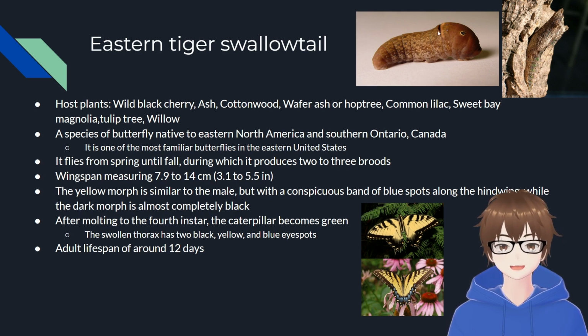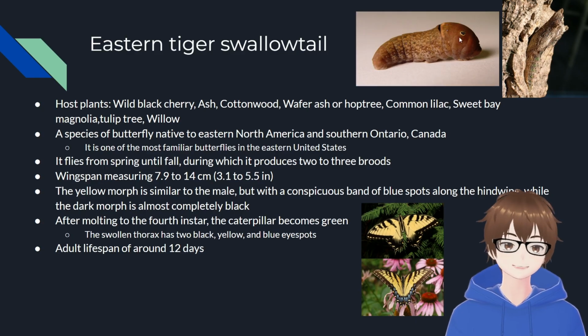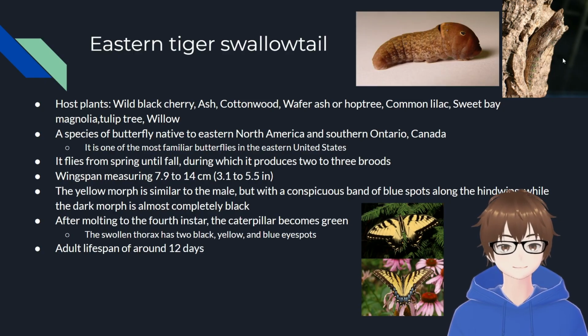At the top we have a picture of the caterpillar, and it has an eye spot here you can see, and it's brown, and I know it can turn green later on. Then we have the pupae, which you might think looks like a branch on a tree, which is very good camouflage for it. And then we have a picture of the adults right next to me. But let's go ahead and go over some of the stuff first.